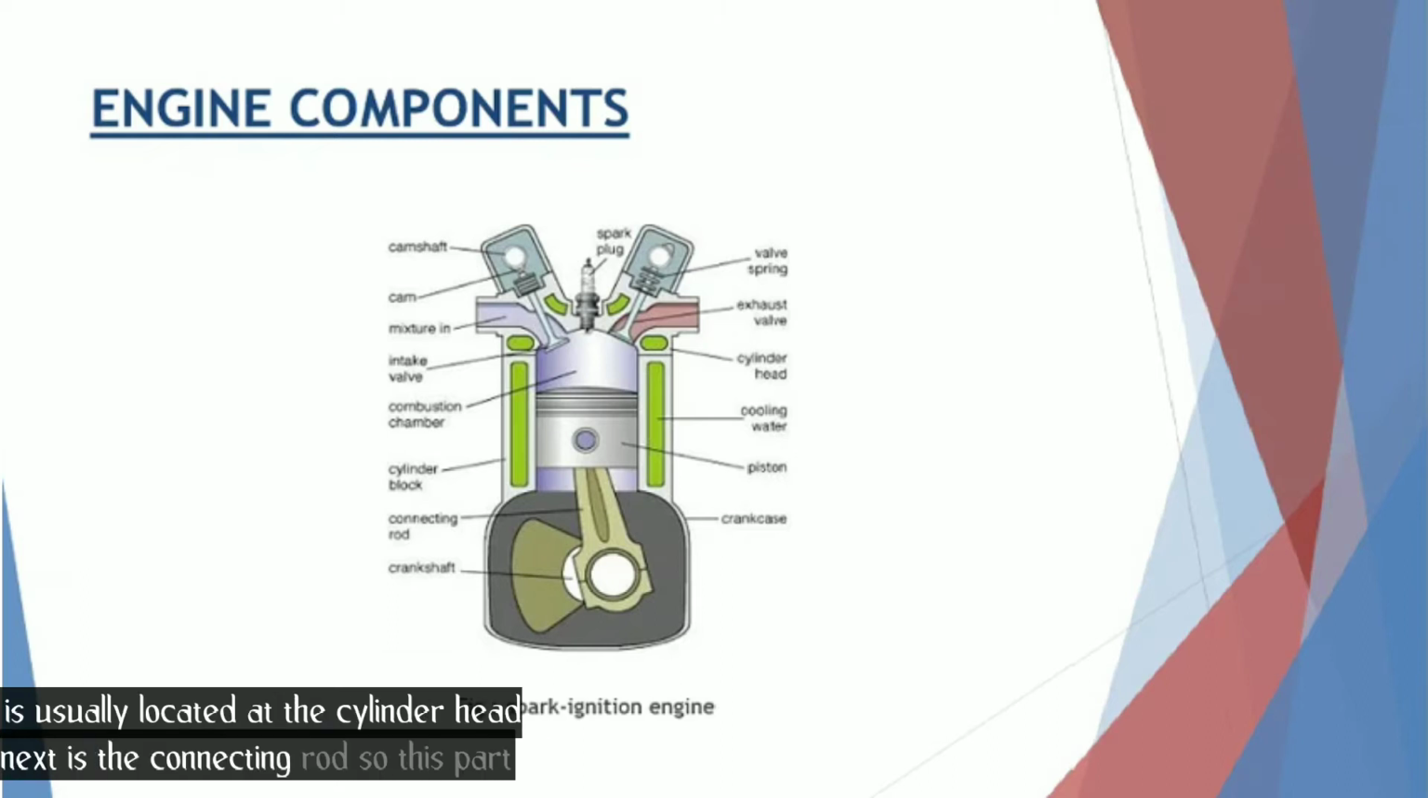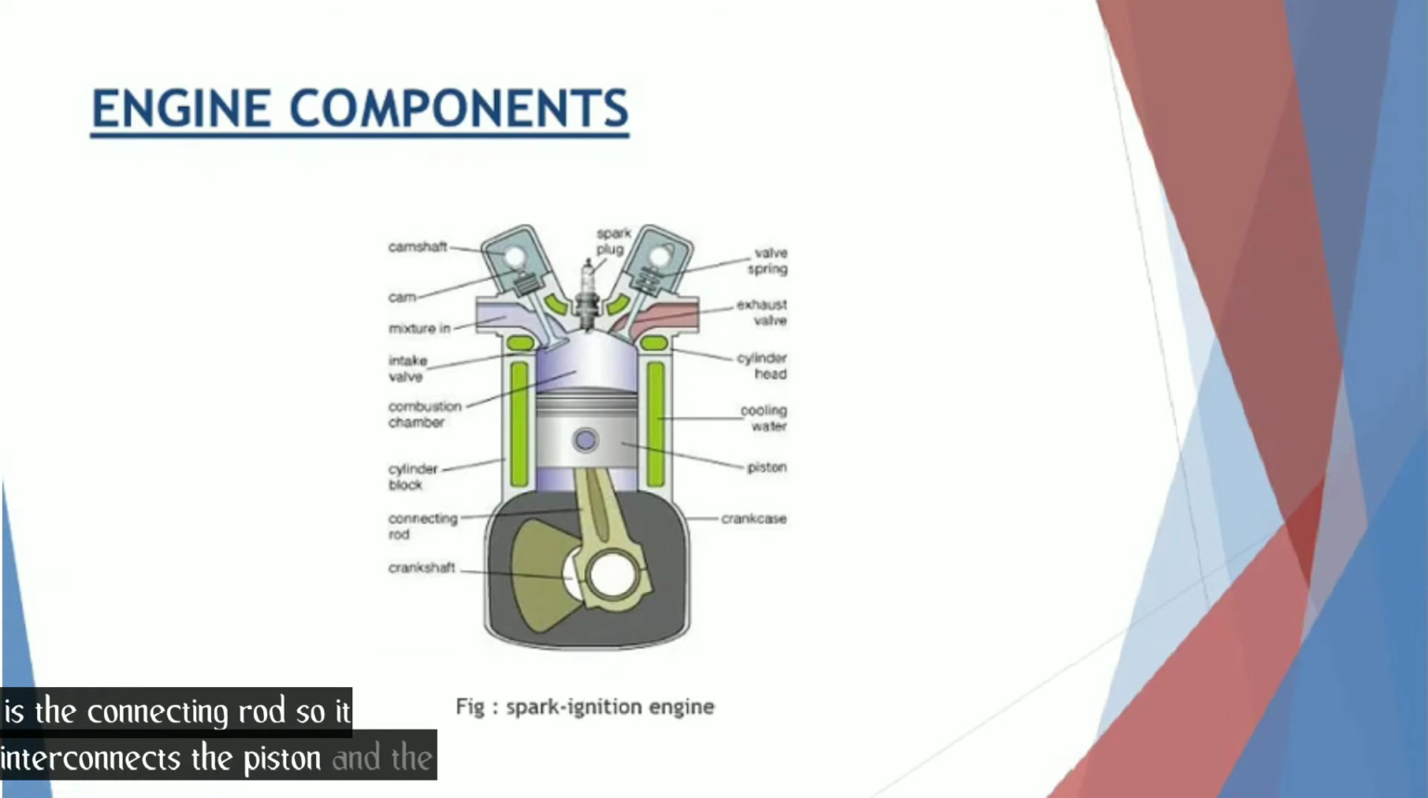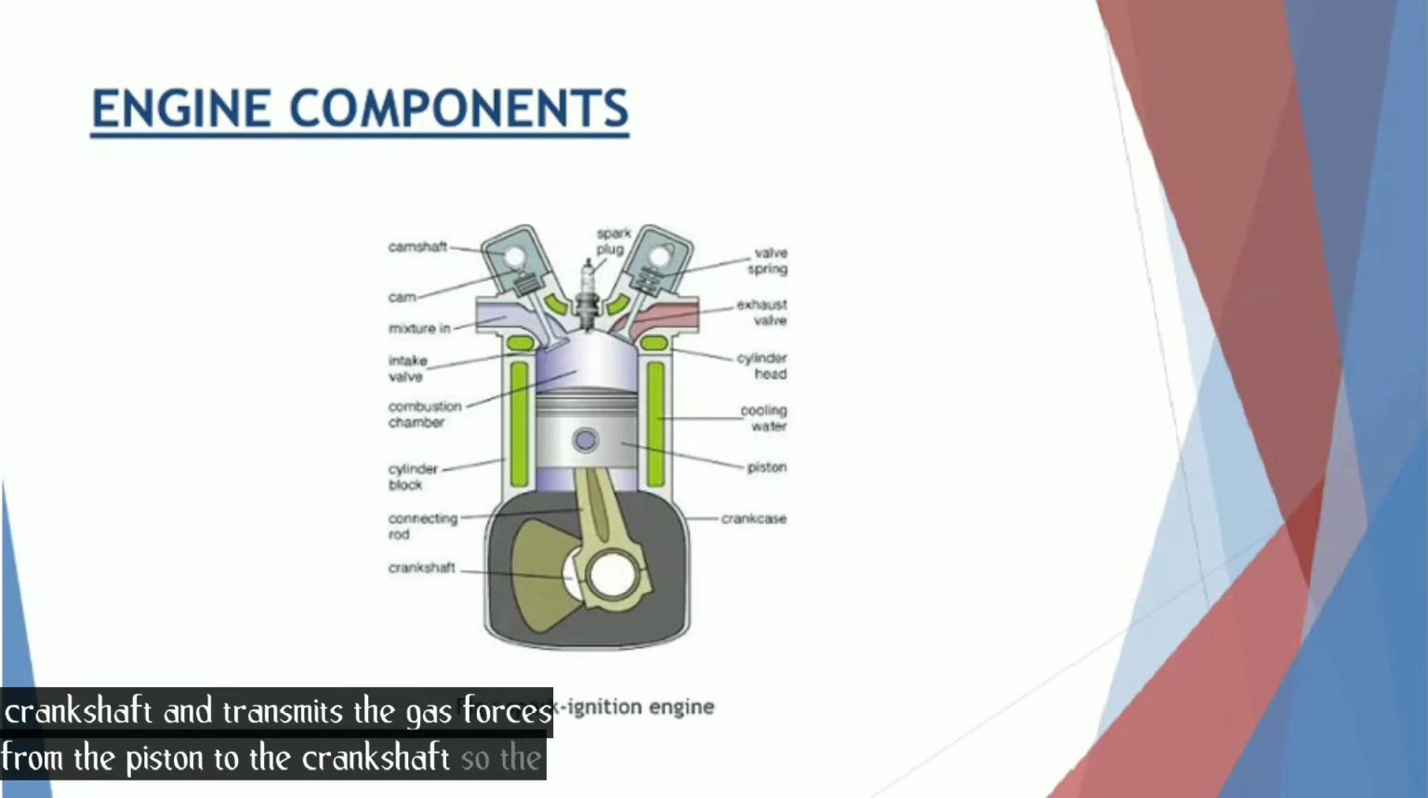Next is the connecting rod. So this part is the connecting rod. It interconnects the piston and the crankshaft and transmits the gas forces from the piston to the crankshaft. So the next is the crankshaft. So this particular part is the crankshaft. It converts the reciprocating motion of the piston into the useful rotary motion of the output shaft.